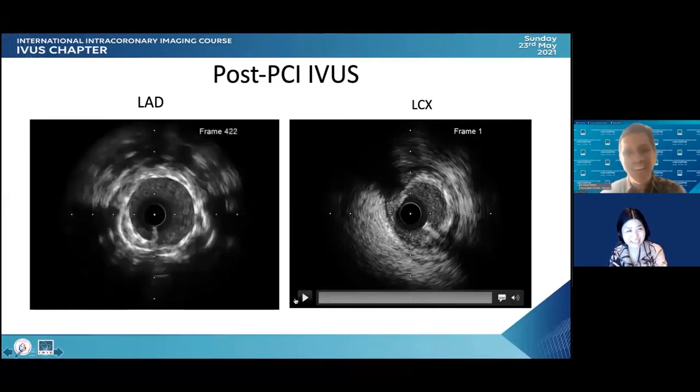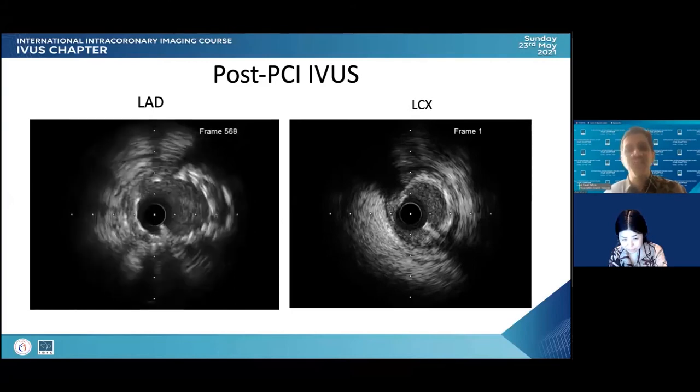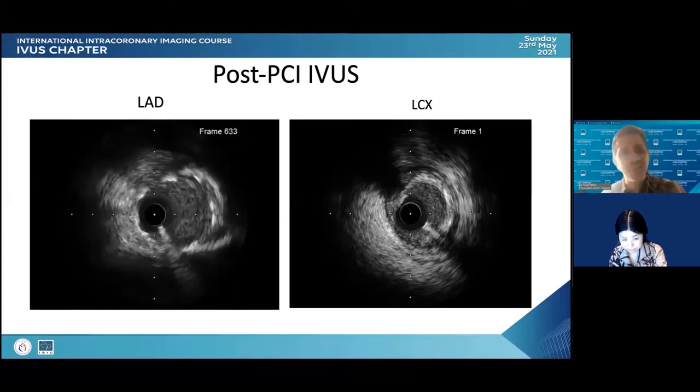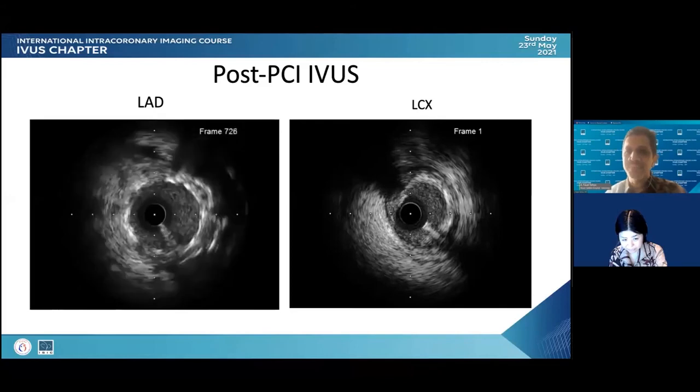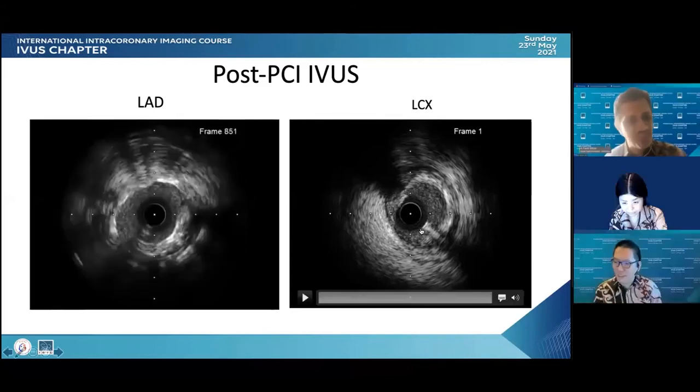Okay, let's see the circumflex run, right? Any other opinion regarding the IVUS of the LAD and left main? It's perfect. So we can see the circumflex. Okay.